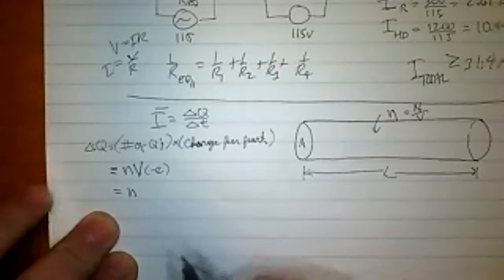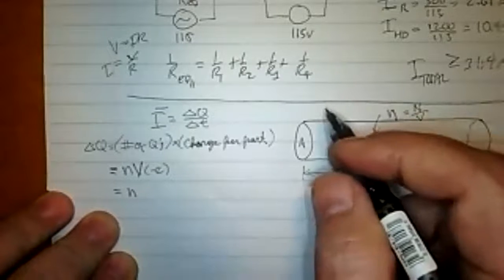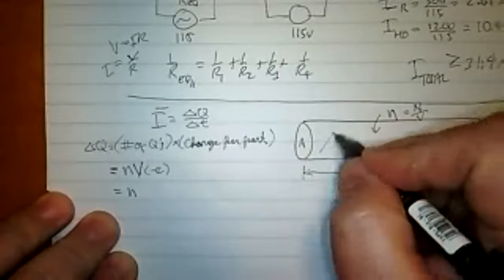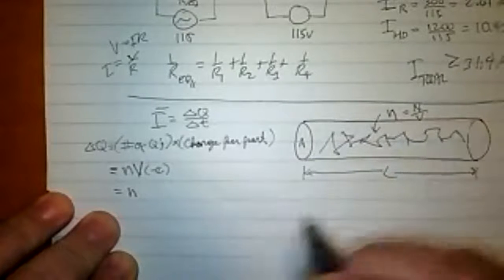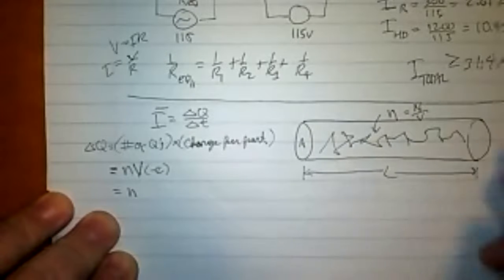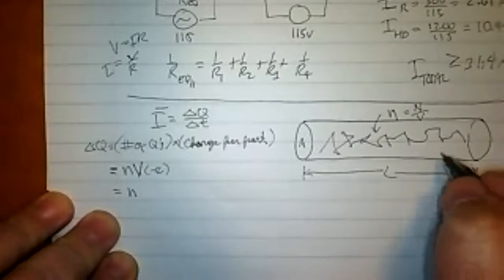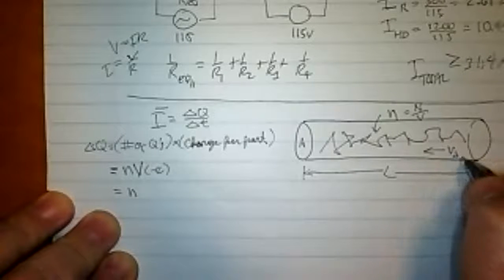So in this case, let's imagine, in fact, that the particle is going bang, bang, bang, bouncing off of all these atoms. The net effect is that it has some kind of drift velocity, V sub D.